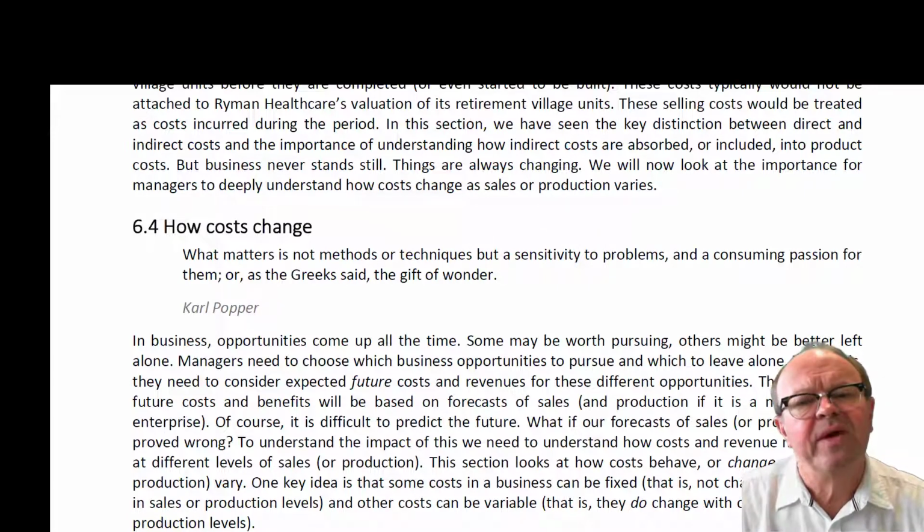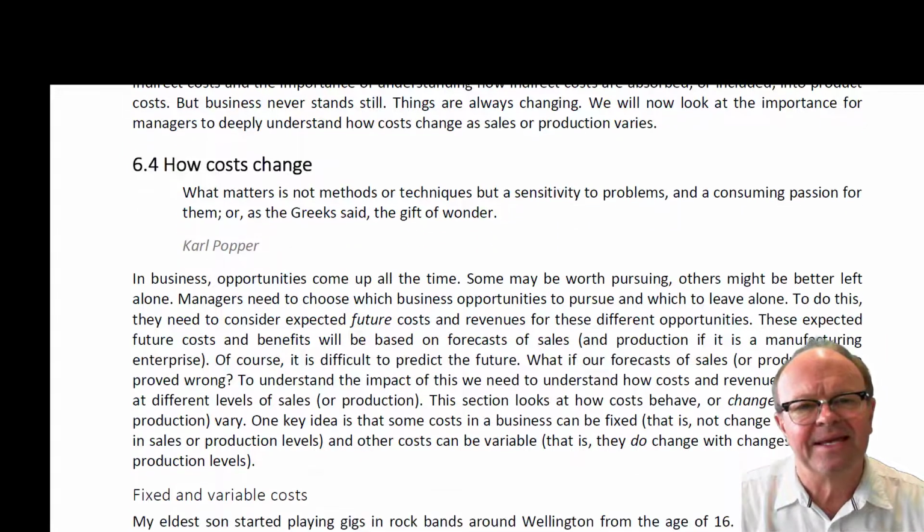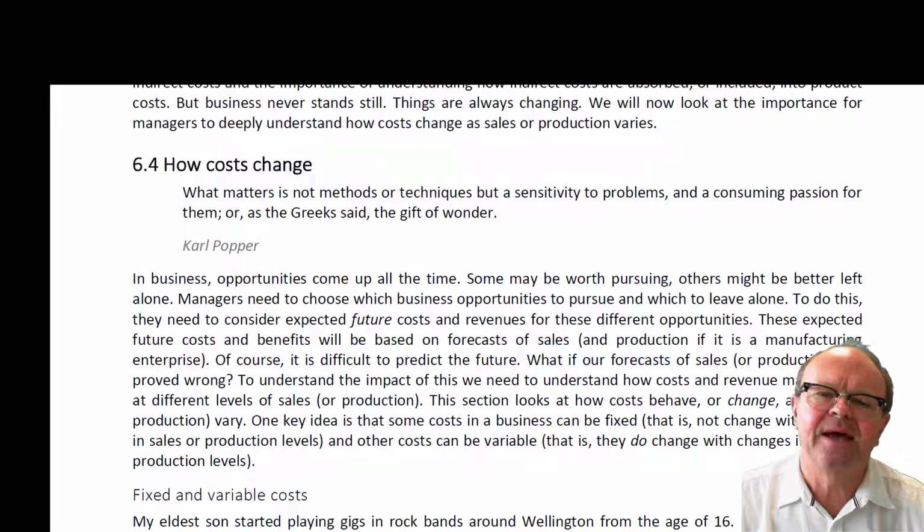In this section, we have seen the key distinction between direct and indirect costs and the importance of understanding how indirect costs are absorbed or included into product costs. But business never stands still. Things are always changing. We will now look at the importance for managers to deeply understand how costs change as sales or production varies.